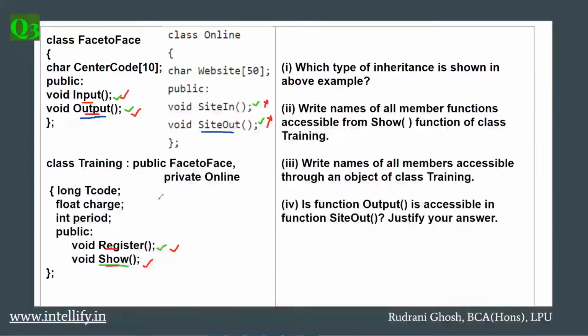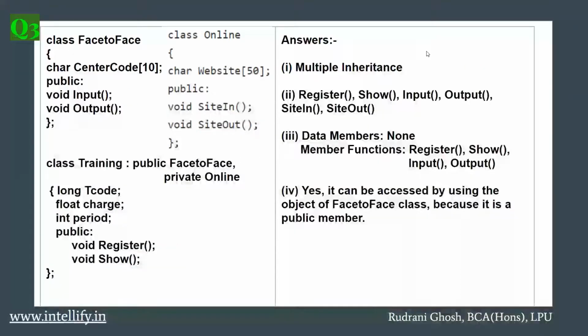Since both of them are present inside class training, we can access both from each other inside class training. Since this question does not involve objects, we can easily understand using member functions, so we can easily access, right? So output is accessible inside site out using the class training. Here you can verify the answers.